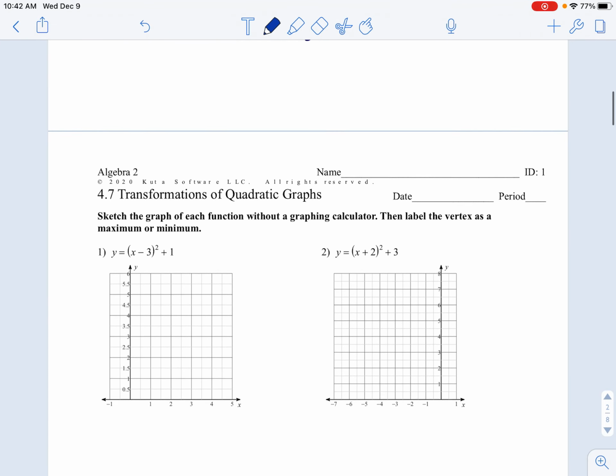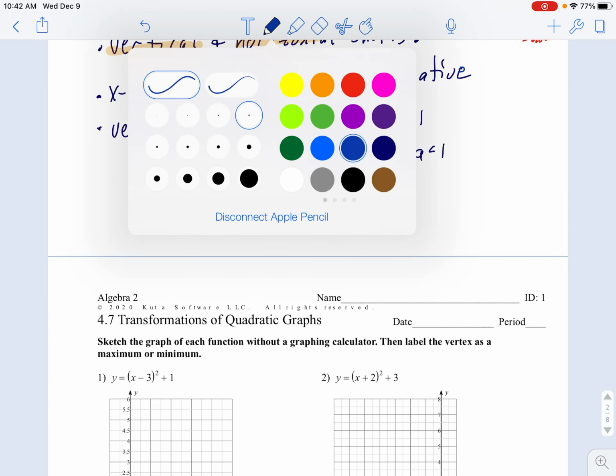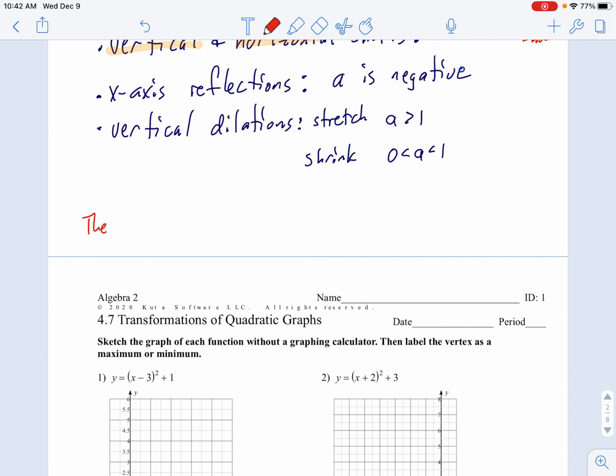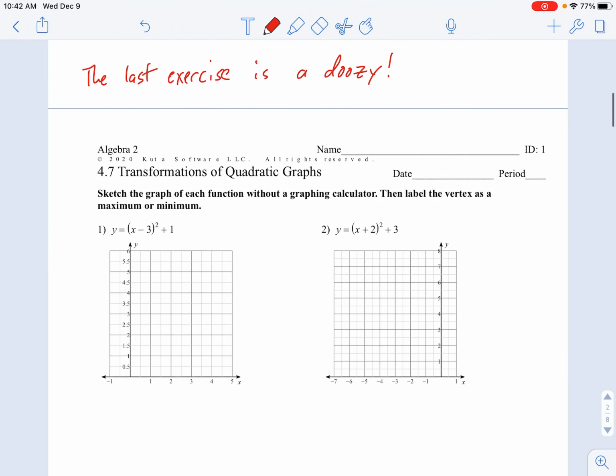All right, and then one other thing. The last exercise is a doozy. I think you'll find this whole assignment easy except for the last one. But there's only one of them, and I don't think you're going to get quizzed on it. So just follow along, do your best on that last one. But for now, let's get started on this.